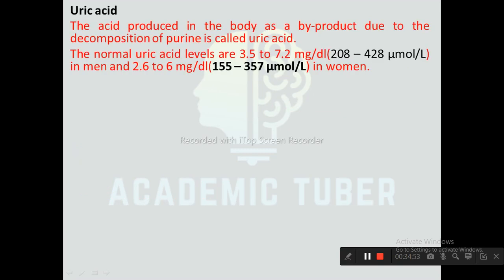Uric acid. The acid produced in the body as a byproduct due to the decomposition of purine is called uric acid. The normal uric acid levels are 3.5 to 7.2 mg/dl or 208 to 428 micromole per liter in men and 2.6 to 6 milligram per deciliter or 155 to 357 micromole per liter in women.